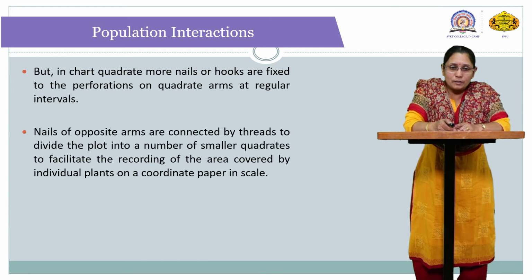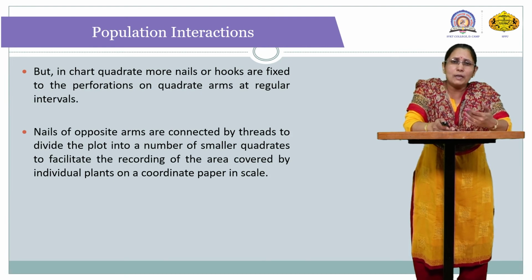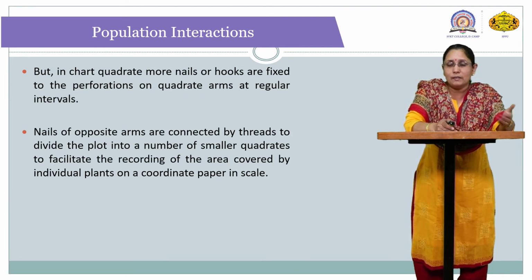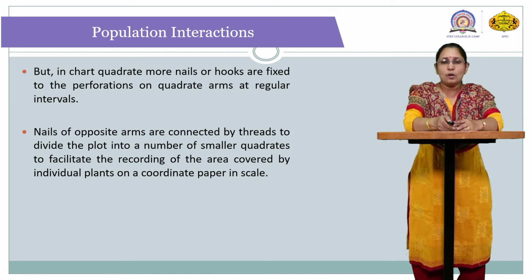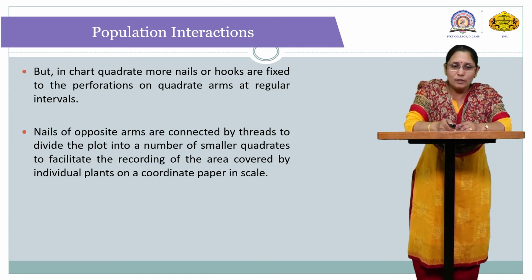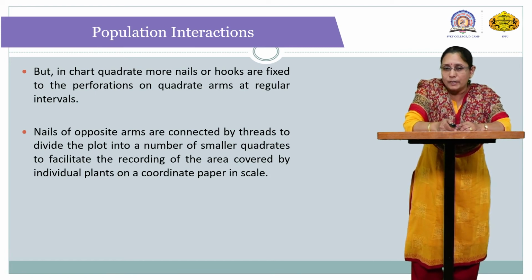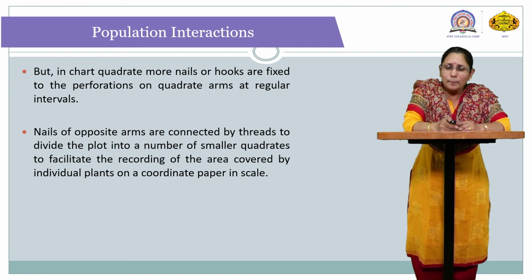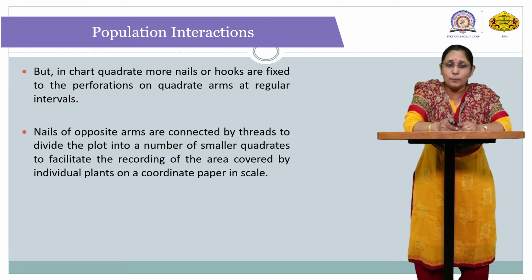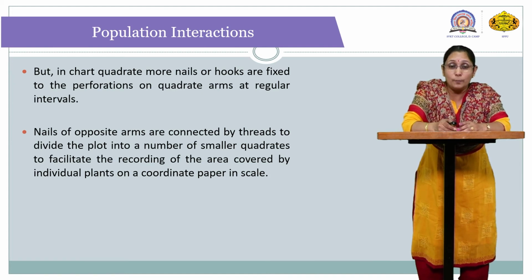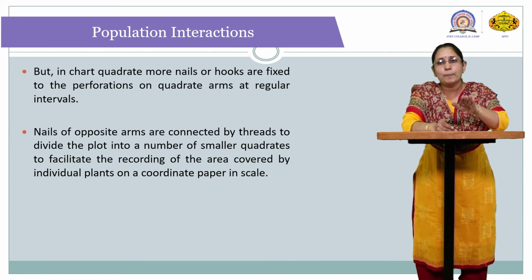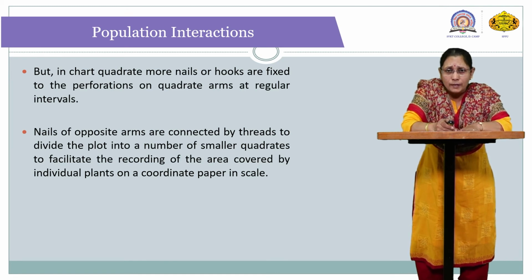In the chart quadrat, more nails or hooks are fixed in the perforations of the quadrat arms at regular intervals. It depends upon the variety which is present in that particular vegetation. Nails of opposite arms are connected by threads to divide the plot into a number of small quadrats, to facilitate recording of the area covered by the individual plant on coordinate paper in scale. All these things you have to follow according to the type of vegetation which you are going to study in that particular location.